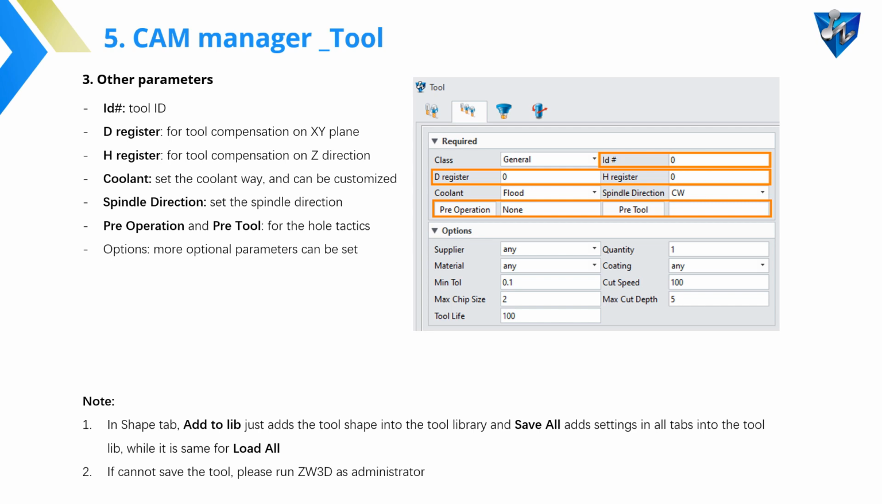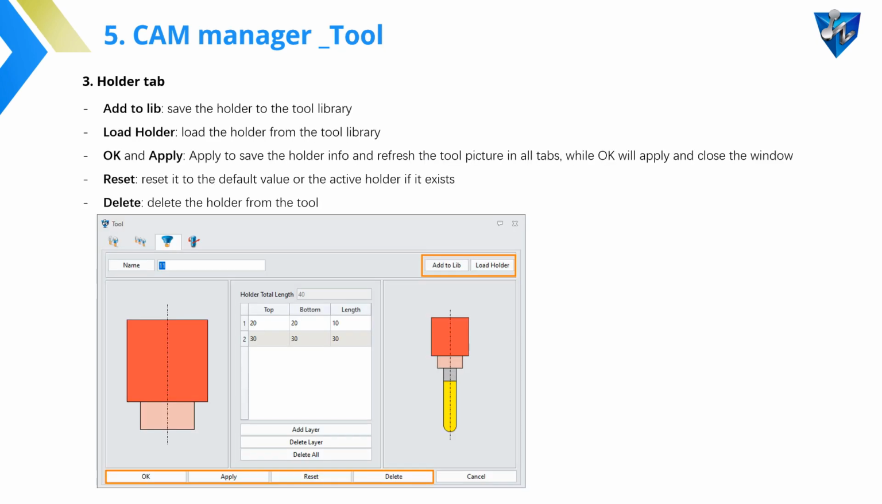Normally we need to click Save All to build our tool library and Load All to load all the tool information from the tool library. Next tab is used to define the tool holder. We can load a tool holder from the tool library or define a new one and save it to the tool library. Please click Apply after you load or create a new holder, which ensures that when you switch to other tabs, the tool image will be updated with the new holder.